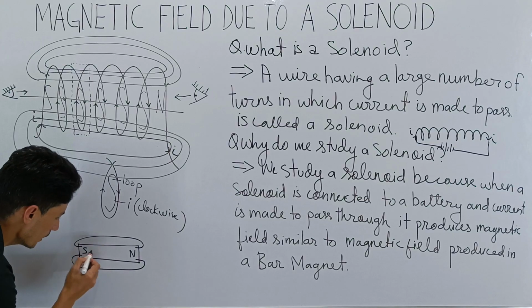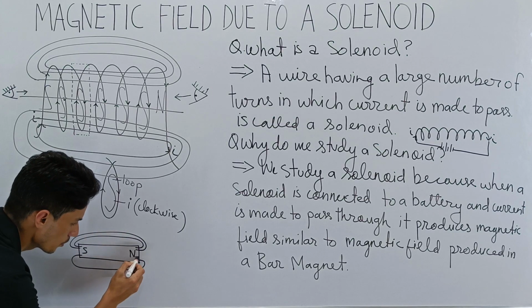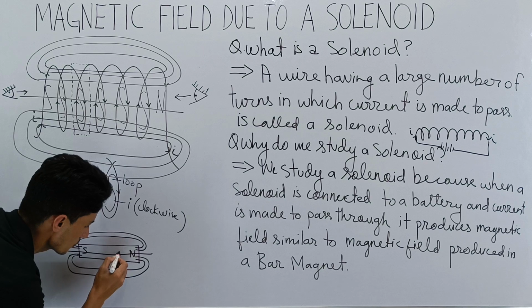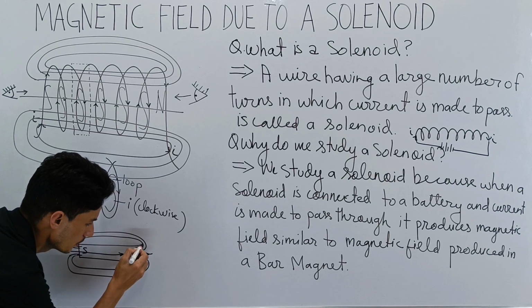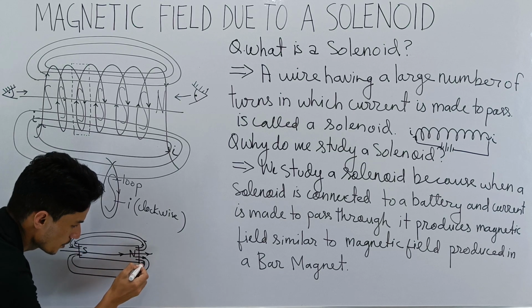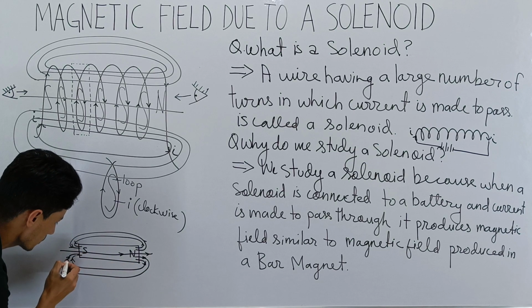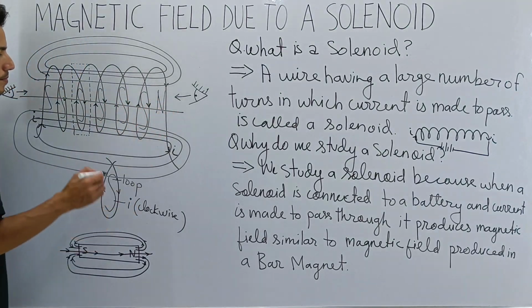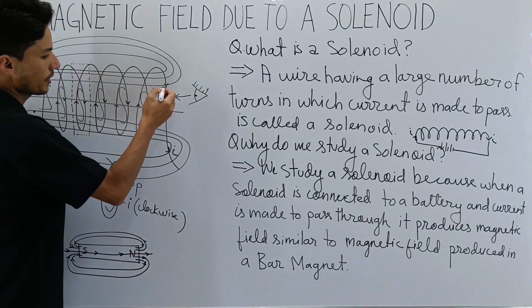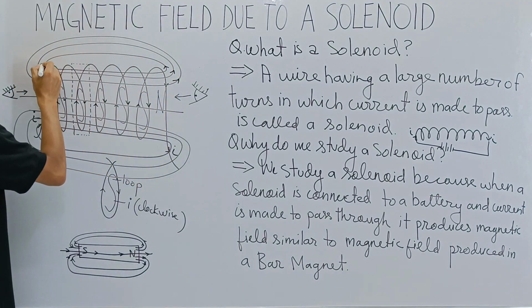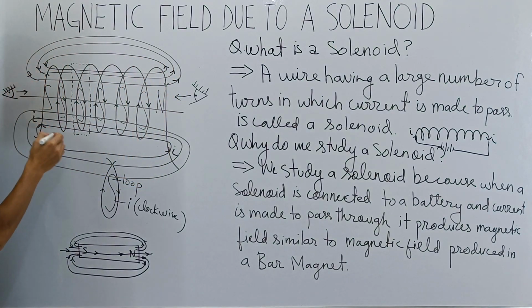They originate from the north pole and they enter the south pole. Remember that they don't intersect, also they don't touch. And they go like this. So magnetic field lines emerge from the north pole and then they enter the south pole. Remember this. So in a solenoid also, the magnetic field lines will emerge from the north pole, travel all the way and enter through the south pole.